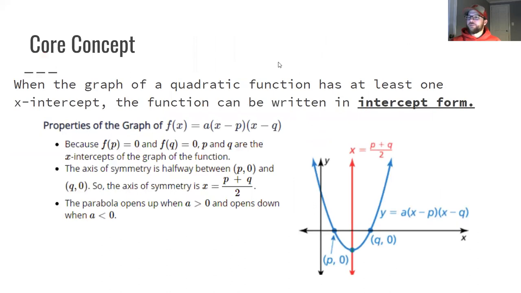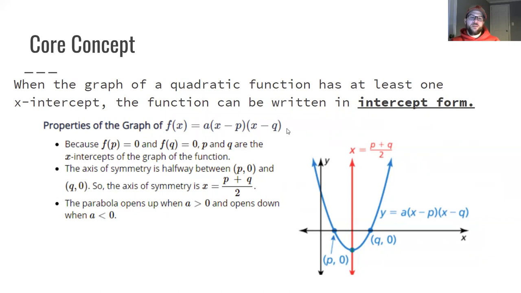All right, so intercept form is another thing that we're going to look at for quadratics. So we've talked about vertex form, which is the h and the k. We've talked about standard form, which is your a, b, c. Intercept form is going to help you easily identify the x-intercepts. So it's written in the form of a times parentheses x minus p, parentheses x minus q.